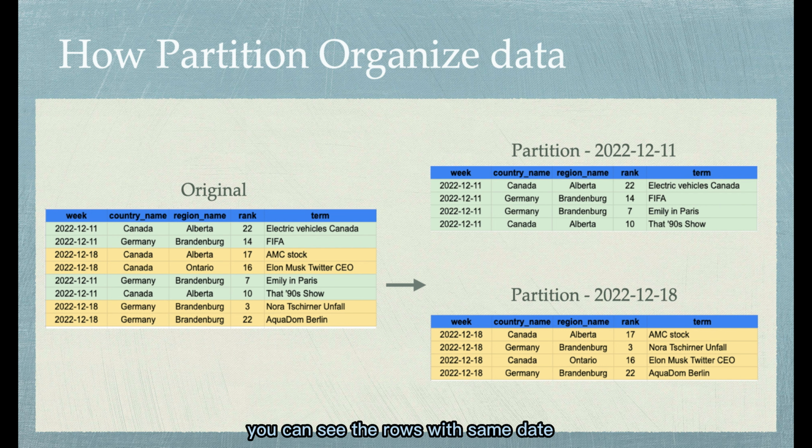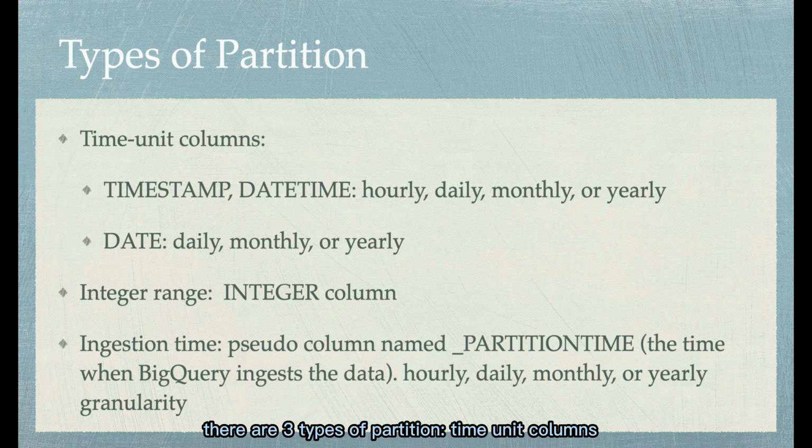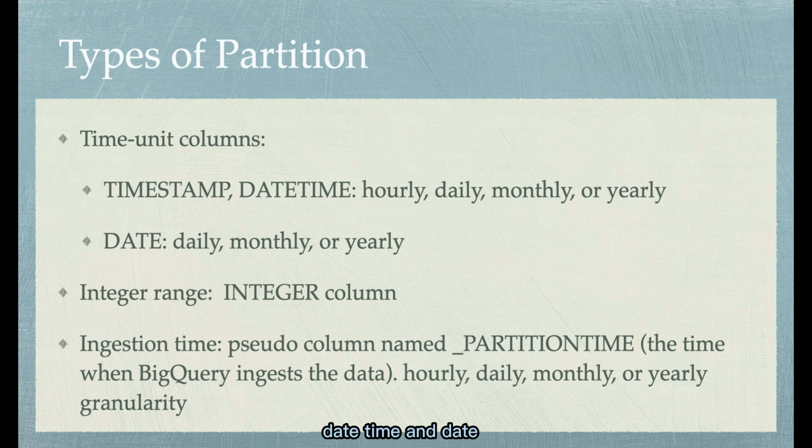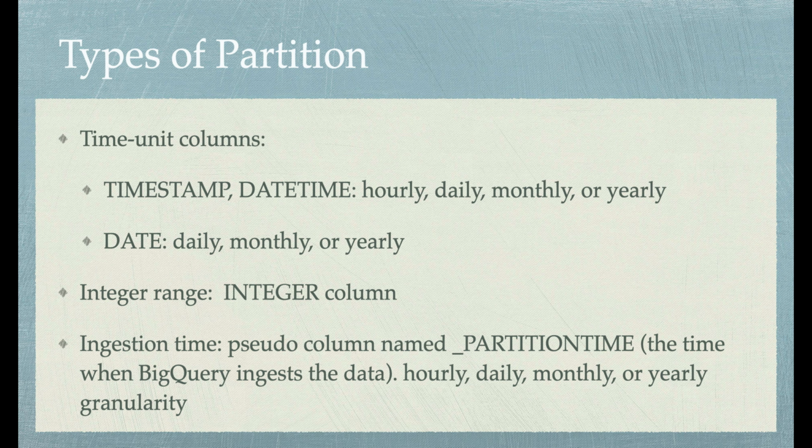You can see the rows with the same date will be in the same partition. When we filter on the value of the week column, BigQuery can scan the partitions that match the filter and skip the other partitions. This process is called partition pruning. There are three types of partition: time unit columns such as timestamp, datetime and date, integer column, or ingestion time, which is the time when BigQuery ingests the data.